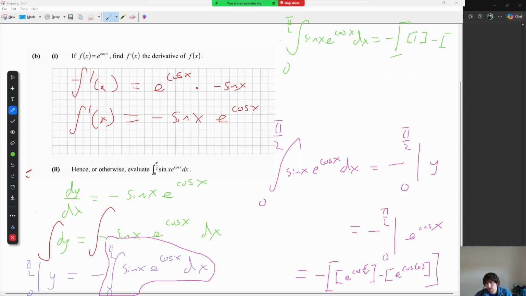You could type it in your calculator, it would do that for you. Cos of 90 is 0, and then it's e to the 0, which is 1. And then this cos 0, that's a 1. So then this is just e to the 1. And so the overall answer here will be minus, so it'll be e minus 1 will be your answer.